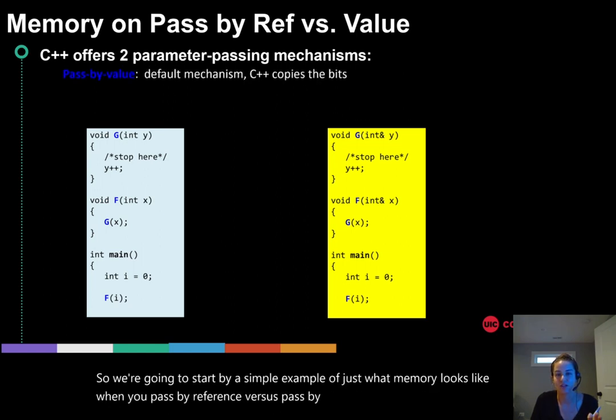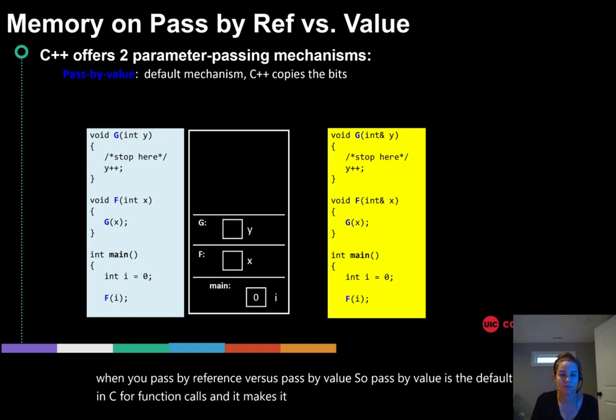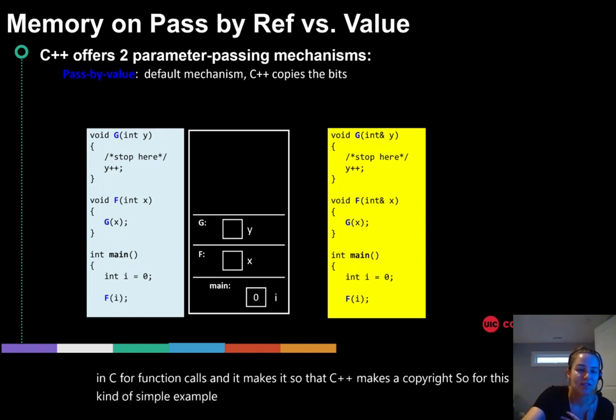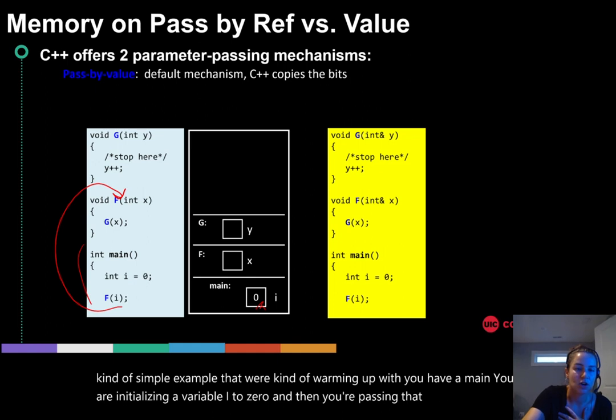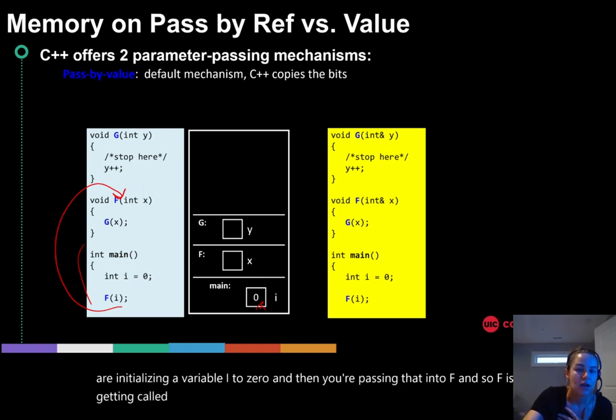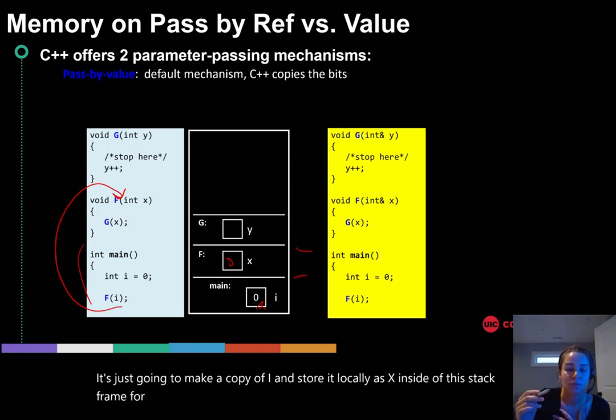Pass by value is the default in C++ for function calls, and it makes it so that C++ makes a copy, right? So for this simple example that we're warming up with, you have a main, you are initializing a variable I to 0, and then you're passing that into f. So f is getting called, I is getting sent in, but because it's passed by value, it's just going to make a copy of I and store it locally as x inside of this stack frame for this function call.